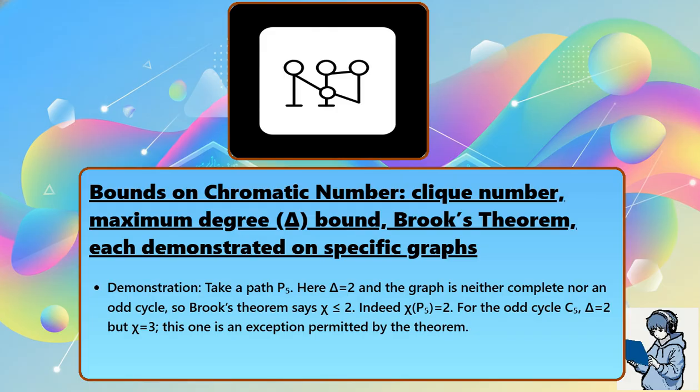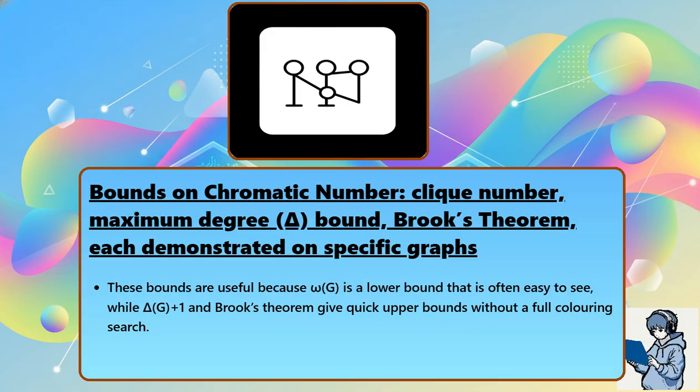Indeed, chi of P5 equals 2. For the odd cycle C5, delta equals 2 but chi equals 3. This one is an exception permitted by the theorem. These bounds are useful because omega of G is a lower bound that is often easy to see, while delta of G plus 1 and Brooks' theorem give quick upper bounds without a full coloring search.